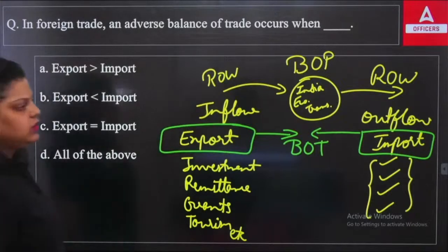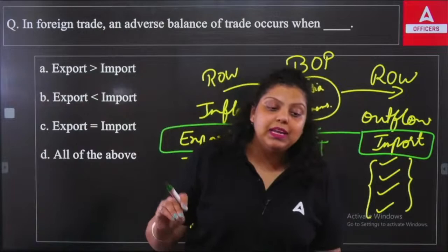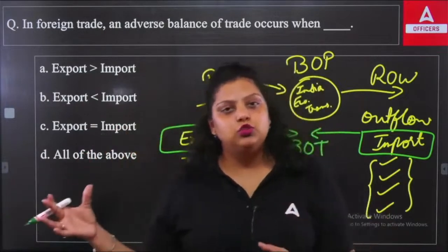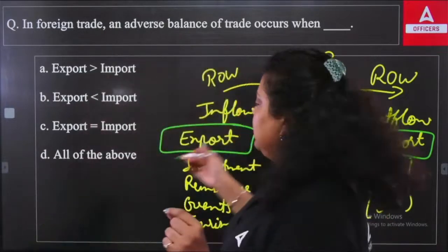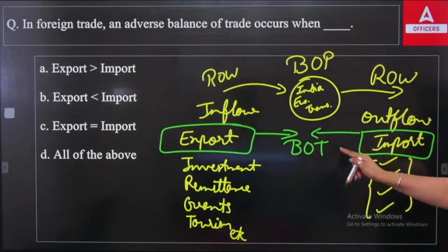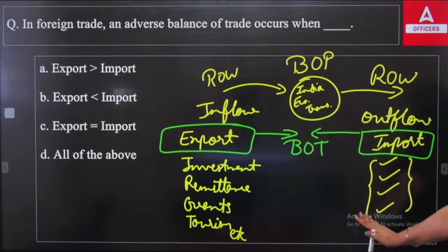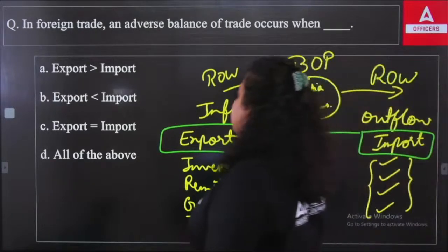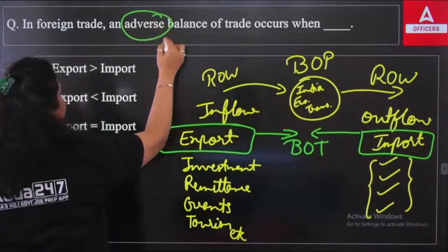So what is balance of trade? Balance of trade is simply a part of a nation's balance of payment, which includes the export and import of goods and services in a country in a financial year. Clear? So when the exports become adverse, adverse means negative.